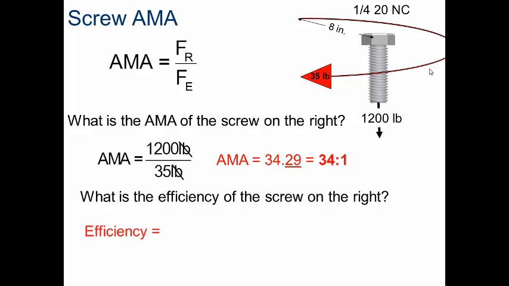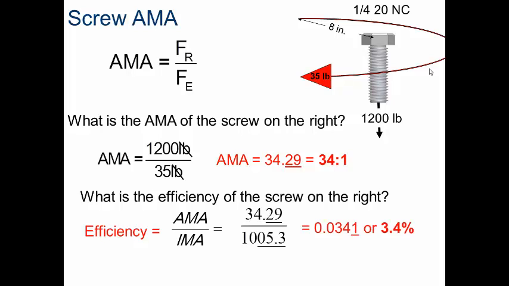So when I find my efficiency, we take our actual mechanical advantage divided by our ideal mechanical advantage, and we get only a 3.4% efficiency rating for the screw. So where did all of that energy go? It takes a lot of energy, and there's a lot of friction when those threads go through the piece of wood or the piece of drywall, whatever we're going through. So that's why our efficiencies are so low for screws, is because we're losing a lot of energy just in actually getting the two pieces joined together.